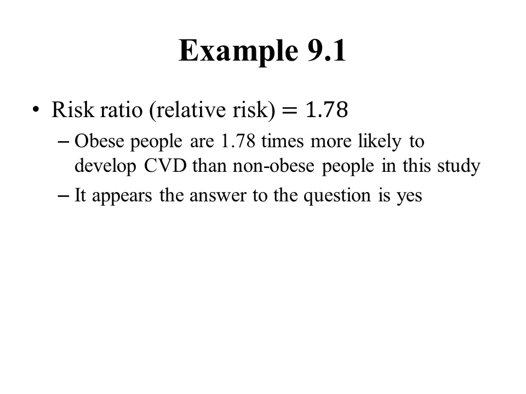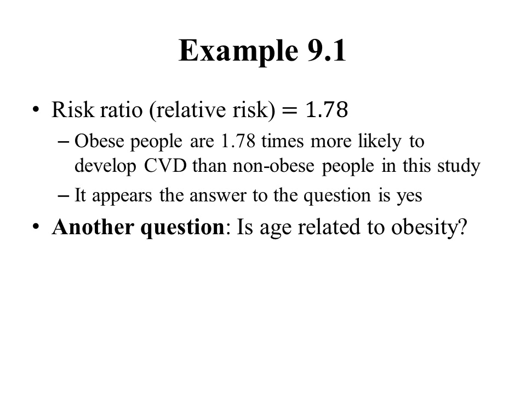But now let's ask another question. Obesity is not the only issue involved here with cardiovascular disease. We might ask another question: is age related to obesity? Maybe as people get older, they tend to get a little more obese, or maybe vice versa. So maybe age is a confounding factor here that we need to take into account.